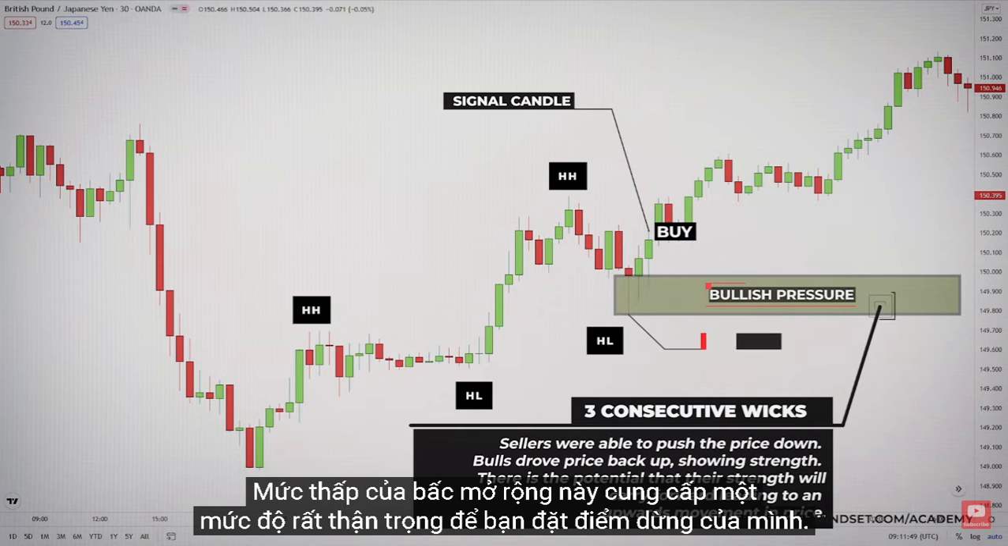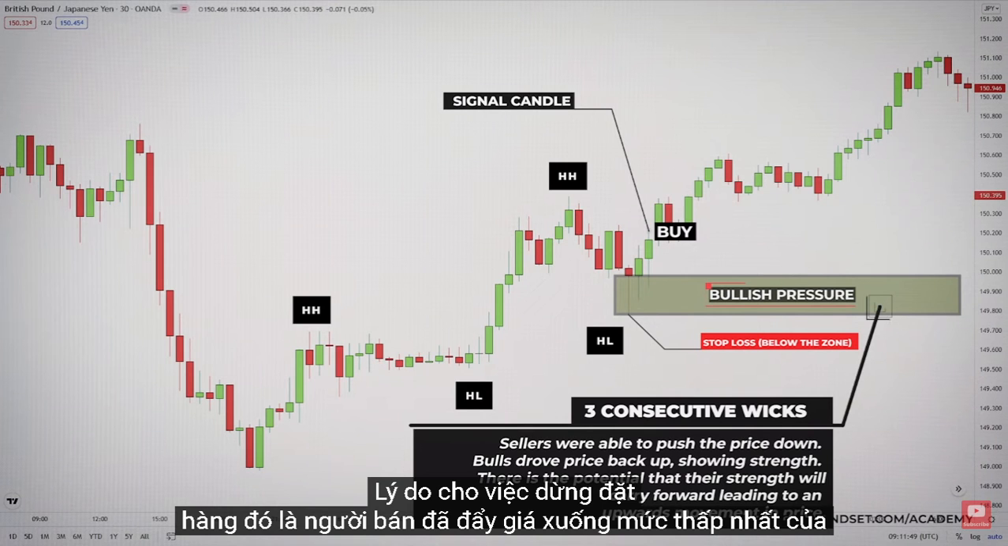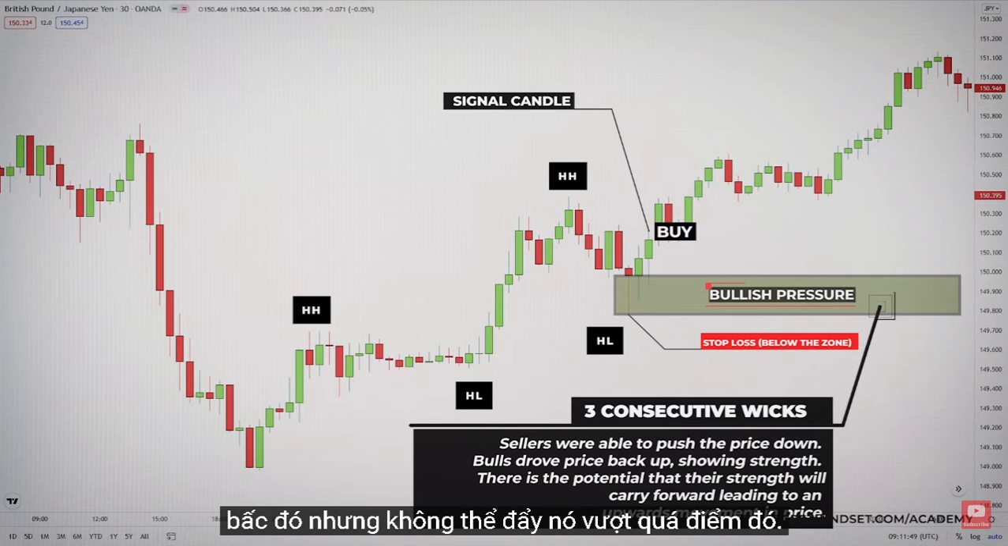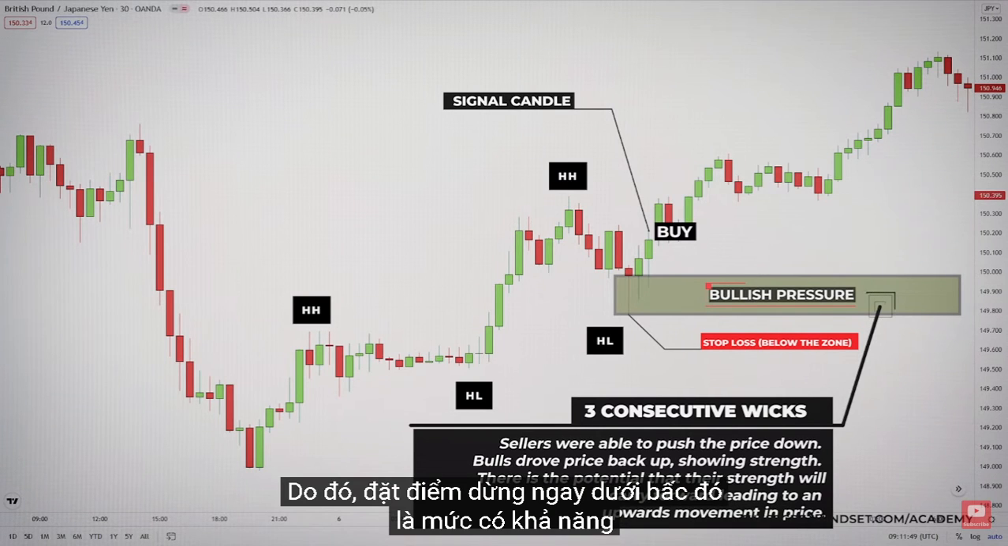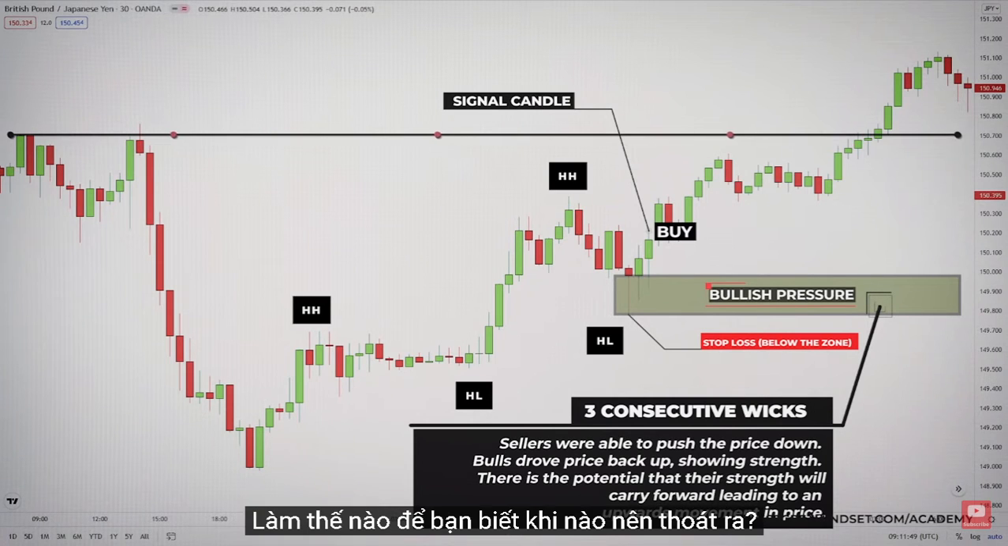The low of this extended wick provides a very prudent level for you to place your stop. The rationale for that stop placement being that sellers pushed price to the low of that wick, but couldn't push it beyond that point. Hence, placing the stop just below that wick is a level that has a lower likelihood of getting hit. And how do you know when to exit?